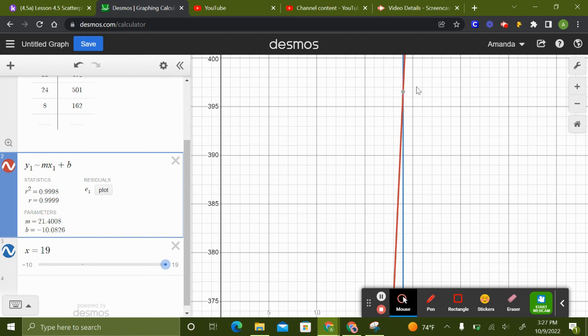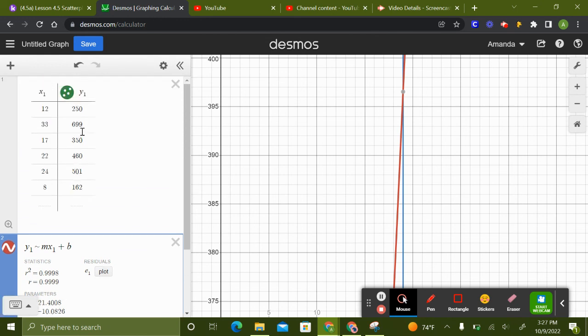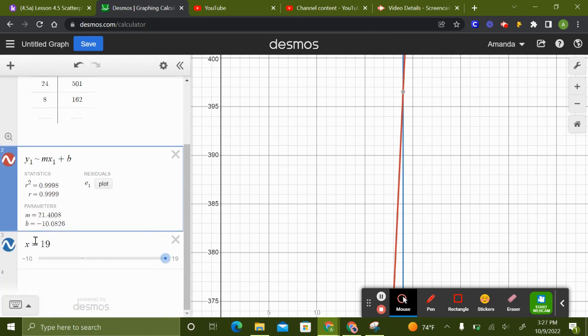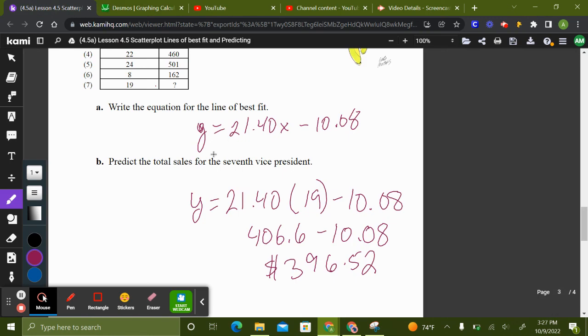Either of these is going to give you an acceptable way to predict outcomes based on the line of best fit. If they wanted us to work in the opposite direction, let's say they gave us a y value and we needed to find an x, the only thing I would change is I would change this x right here to a y. And that's one way that we can predict. If you want to instead plug it in and simplify, you can do that too. Either way is totally fine with me.